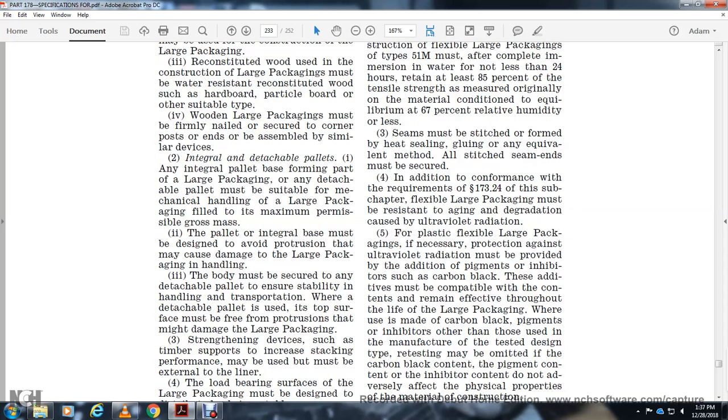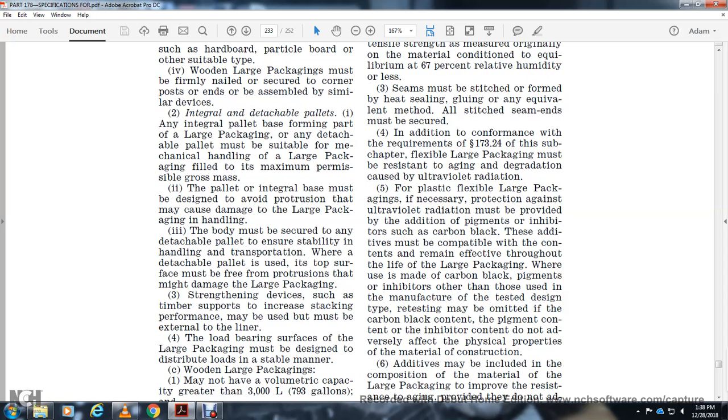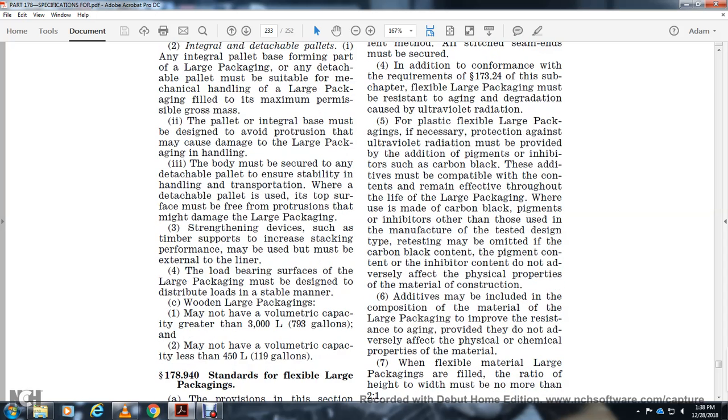For plastic flexible large packaging, protection against ultraviolet radiation must be provided by the addition of pigment or inhibitors such as carbon black. The additives must be compatible with the contents and remain effective throughout the life of the large packaging. Where carbon black pigment or inhibitors differ from those used in the tested design, retesting may be omitted if the carbon black content does not adversely affect the physical properties of the material of construction. Additives may be included in the composition of the material to improve resistance to aging, provided they do not adversely affect the physical or chemical properties of the material. Flexible large packaging must be filled with a ratio of height to width of not more than 2 to 1.